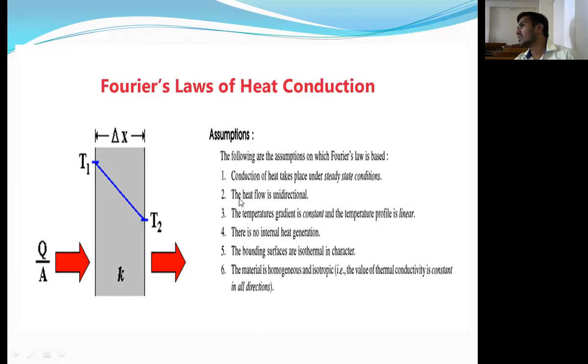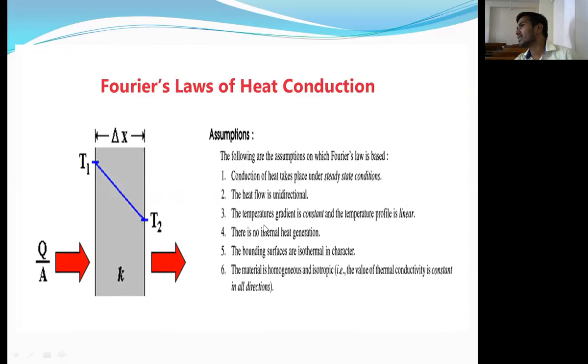Then, the heat flow is unidirectional. We have considered that whatever heat flow takes place will be in only one direction. But in actual conditions, what will happen? The heat transfer takes place in all directions. It may be X, it may be Y, it may be Z. So for this derivation, whatever equation we got, Q is equal to K into dT by dx, we have considered that the heat flow is unidirectional.